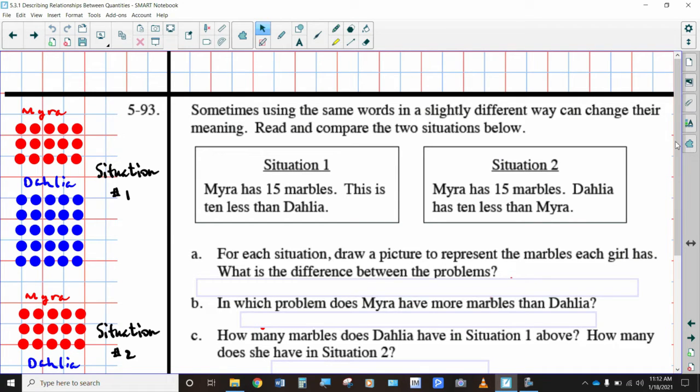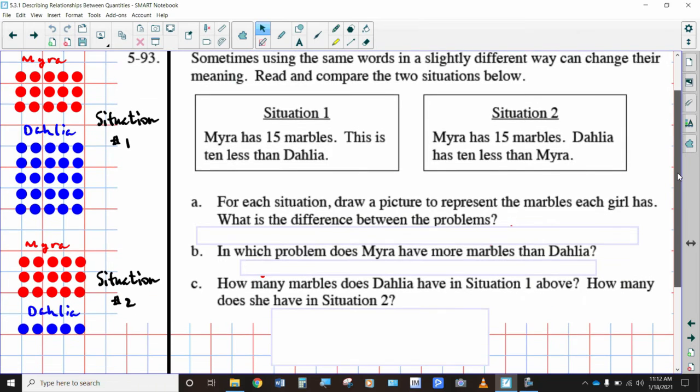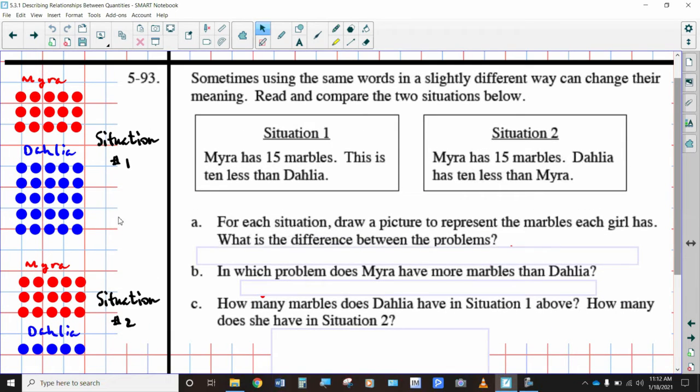And here's situation number two. Let me scroll down a little bit so you can see it. It says Myra has 15 marbles. All right, same as situation one. Dahlia has 10 less than Myra. So here's Dahlia's marbles. So notice the slight change in the wording of the second sentence has changed the relationship between the number of marbles that Dahlia and Myra have.